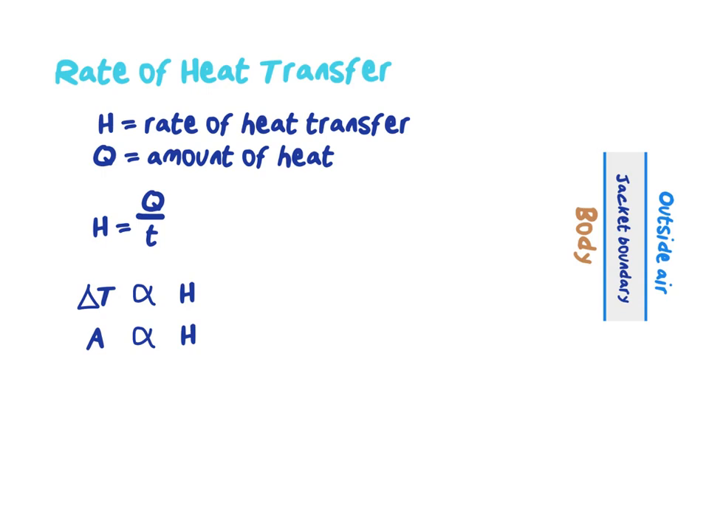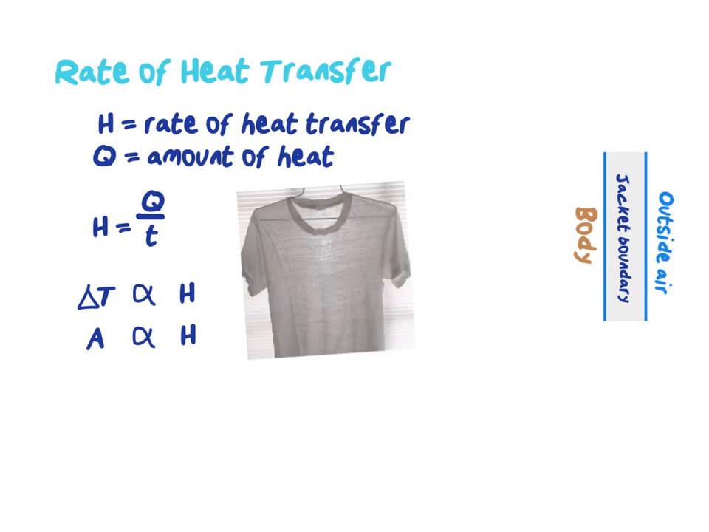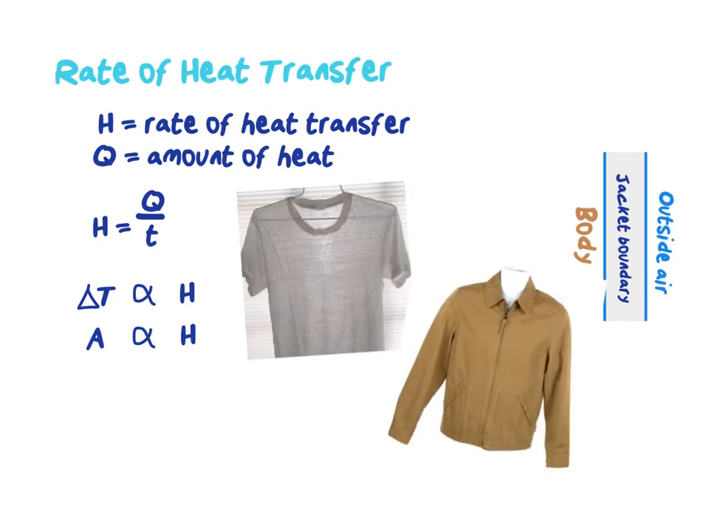Now the thickness of the boundary is very important. We know that a very thin t-shirt versus a very thick cotton jacket can be a lot better insulator. In other words, there's an indirect or inverse relationship between the amount of heat and the thickness or the distance of the boundary.